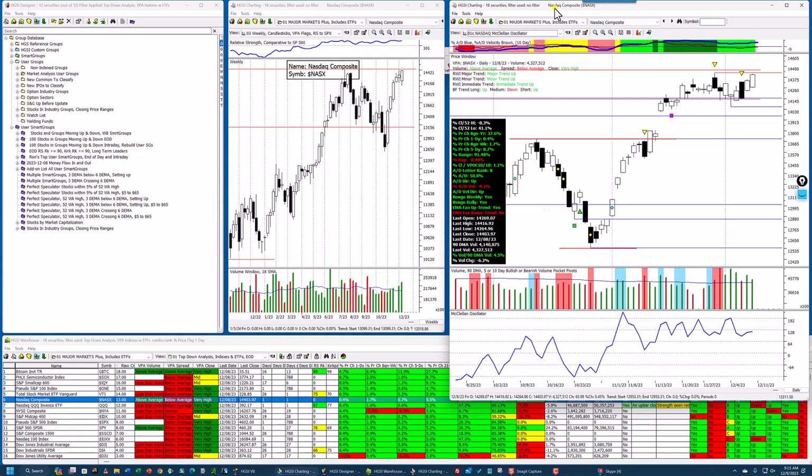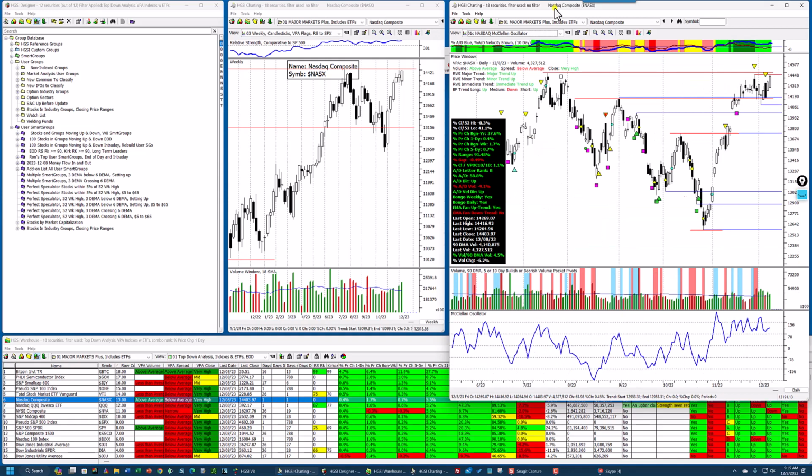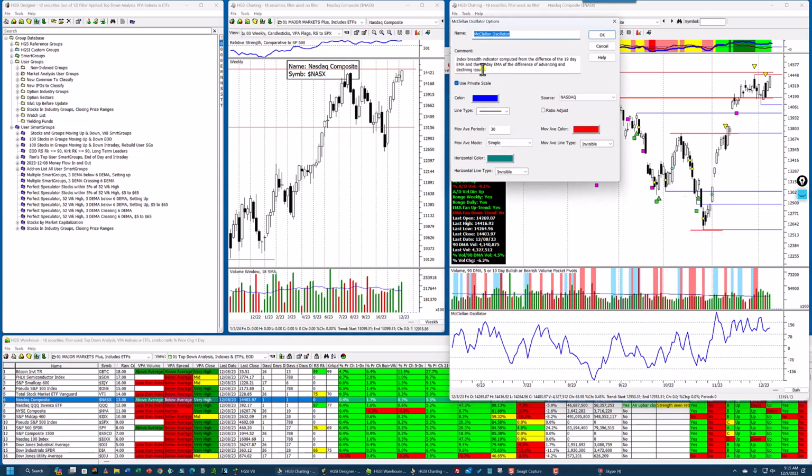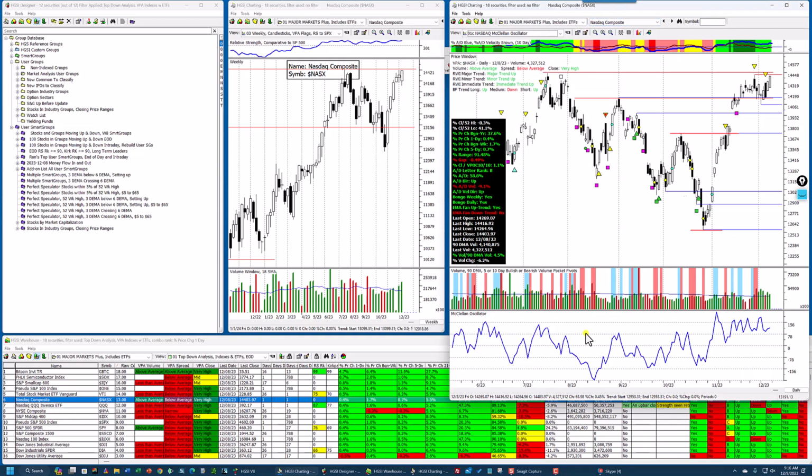I'm going to hit my alternate 2 key, and you can see that it's trading at the upper end, but it's been holding in here. If you want to know what it is, just edit indicator, McClellan oscillator, and there's an explanation right here. It's a breadth indicator, which is computed from the difference of the 19 and the 39-day EMAs of the difference of advancing versus declining issues. It's a pretty well known indicator. And you can see it's holding up in the upper end, so it's not showing any signs of breaking down.